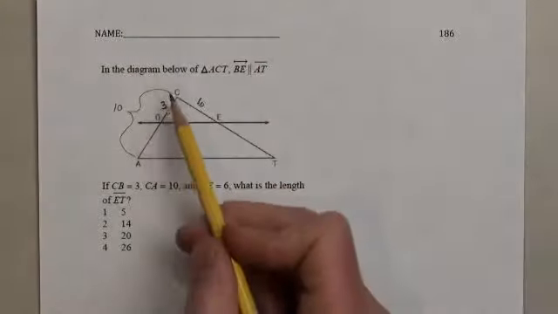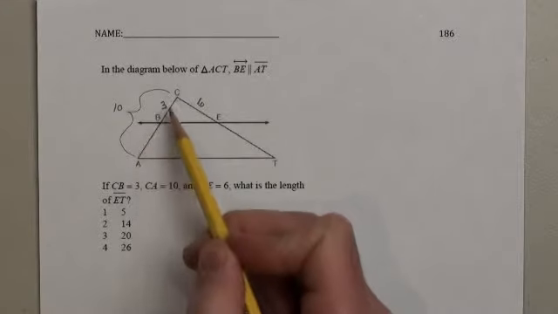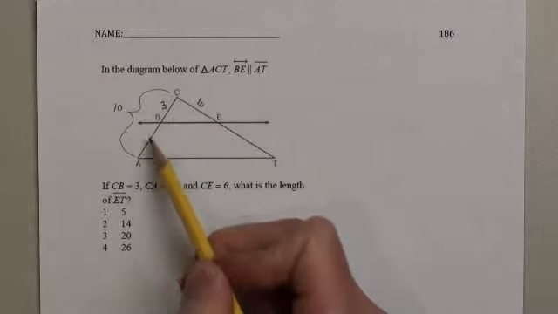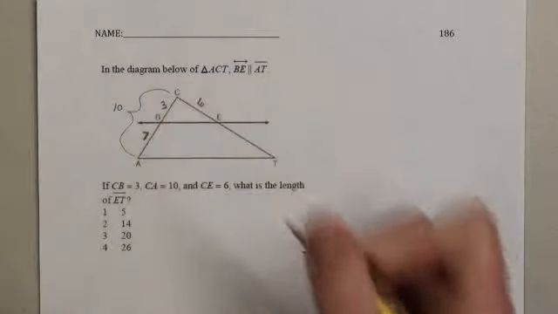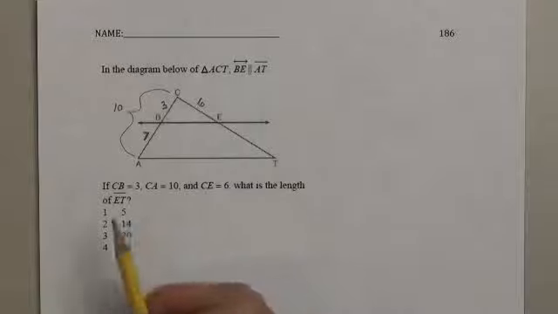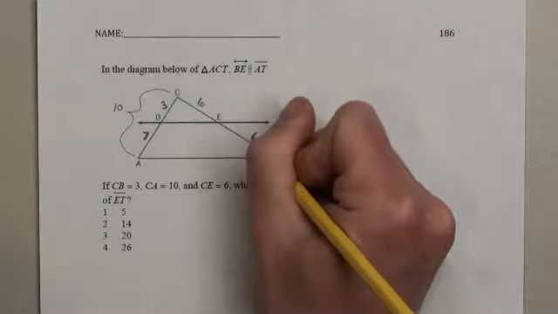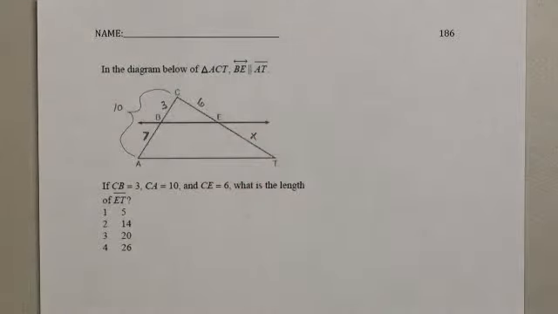Well, if this whole segment is 10 and this piece is 3, then we know that this piece has to be 7 because they have to add up to 10. So what they're asking us for is, what is the length of segment ET? Let's label that X.